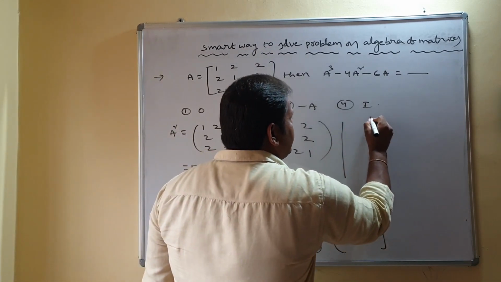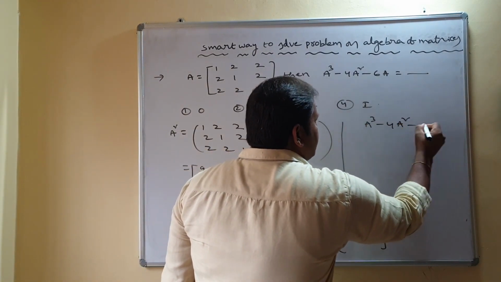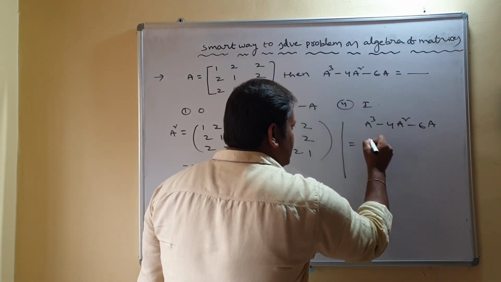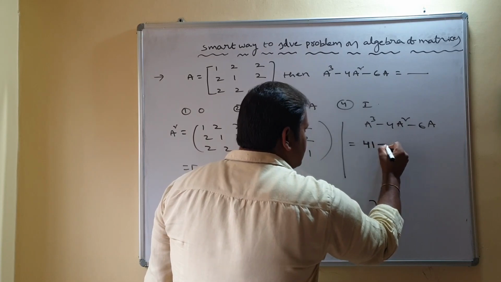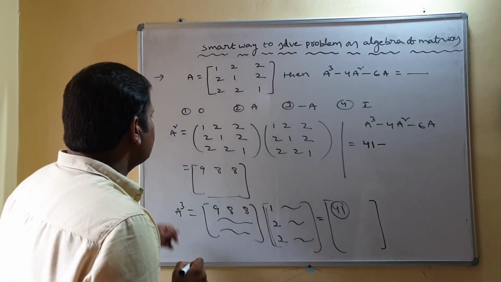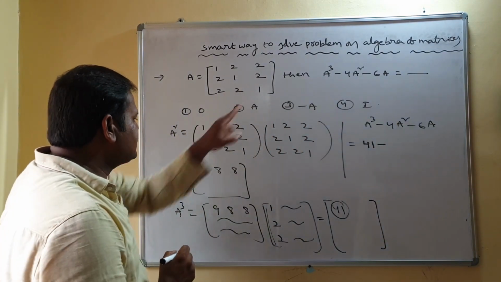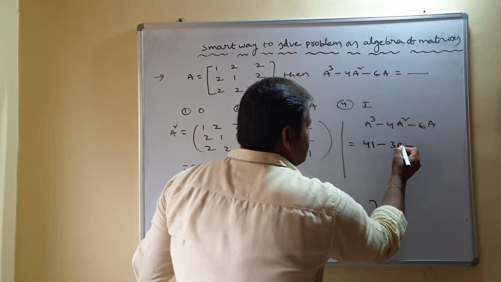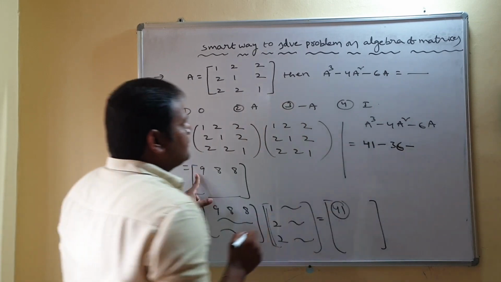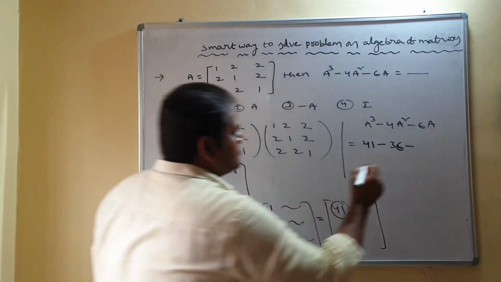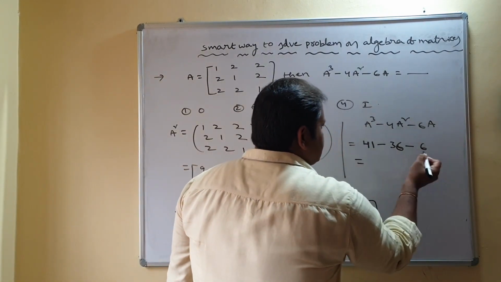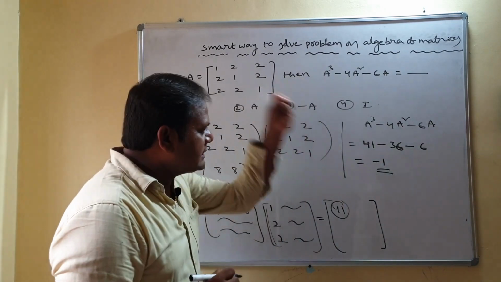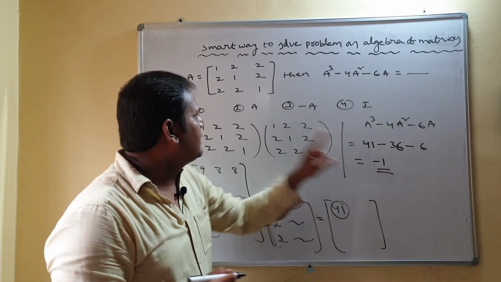Okay, now what is given? A cube minus 4A square minus 6A. So taking only the first element, A cube is 41, minus 4 into A square. In A square the first element is 9, so 4 into 9 is 36, minus 6A. In A the first element is 1, so minus 6. What is this? 41 minus 42 is minus 1. So in the answer the first element must be minus 1.